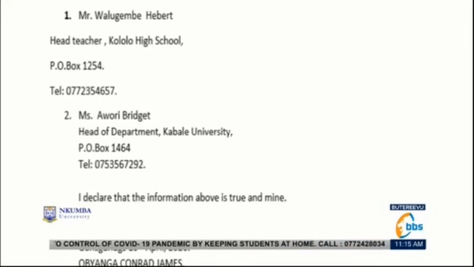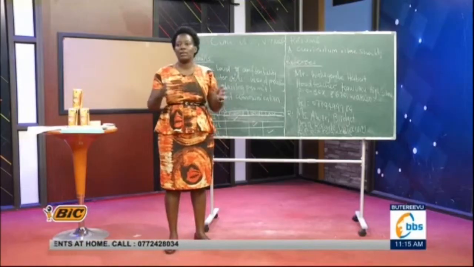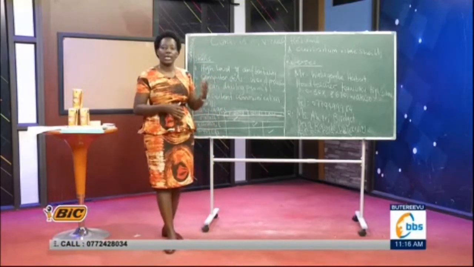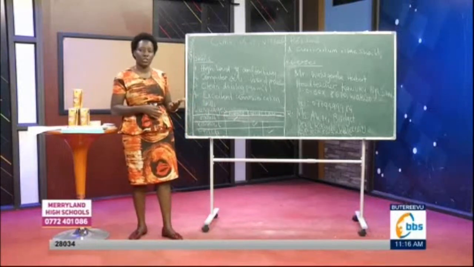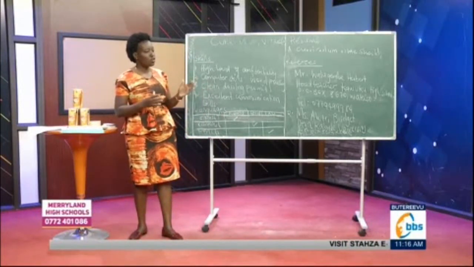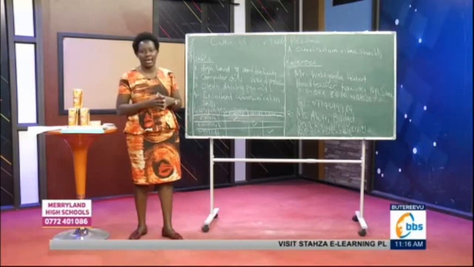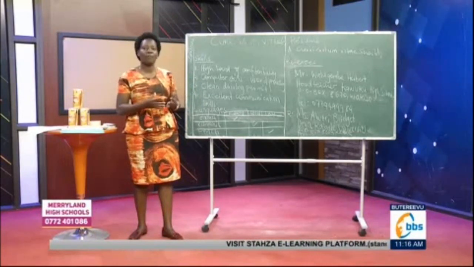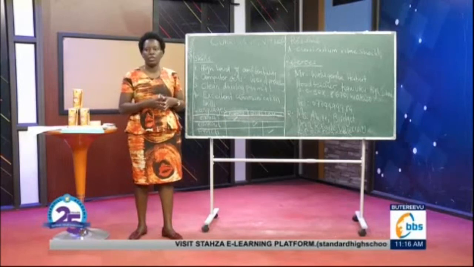Then after that, we look at the declaration, how you declare the information that you've written, because the curriculum vitae is very personal and individual. So you must own it. Last, we shall look at the declaration, where you say, I declare that the information above is true and mine. That is a very strong statement that you make there. And when you make it, you should own it and make sure that it is really true information.